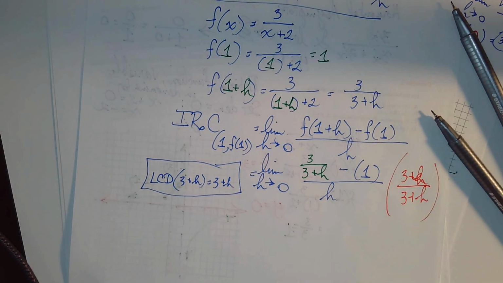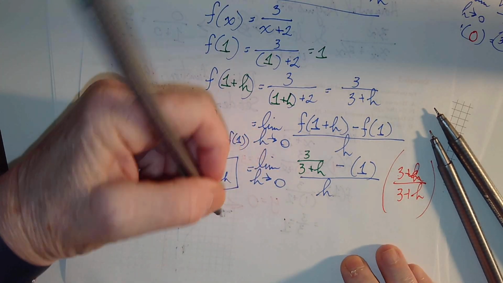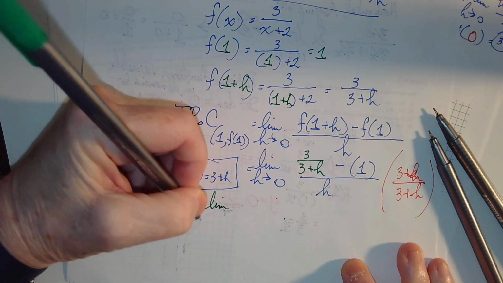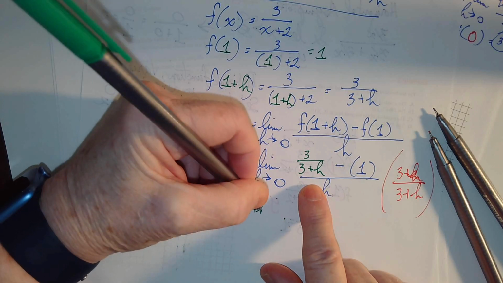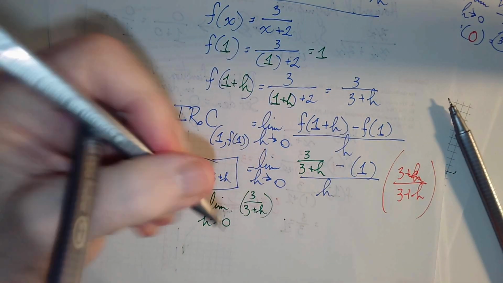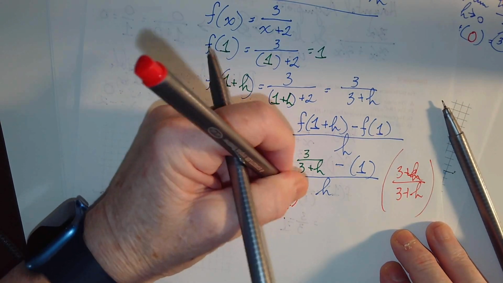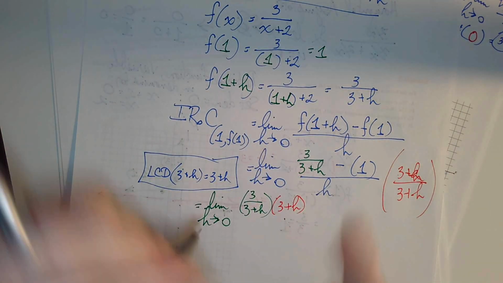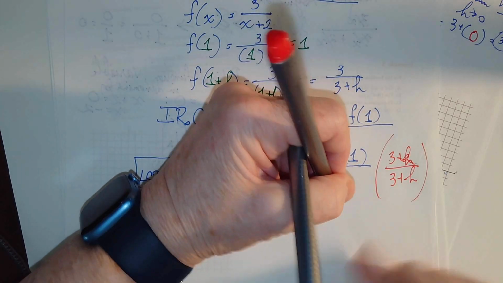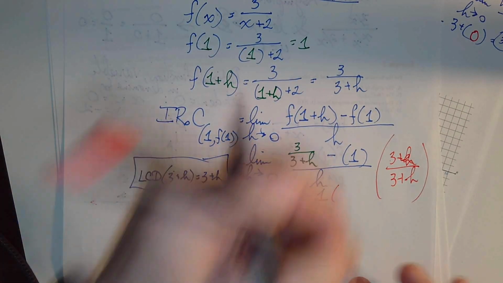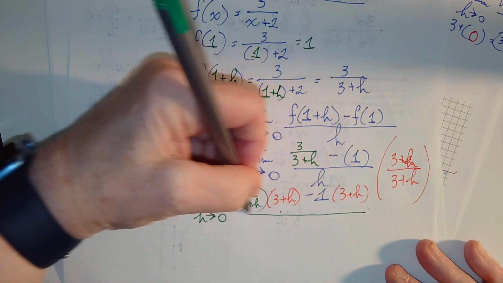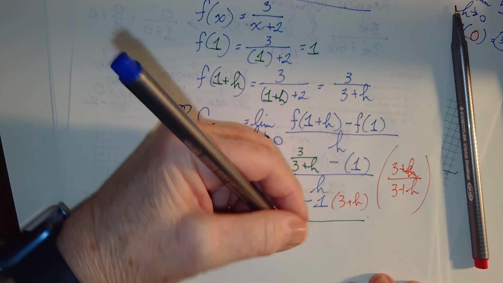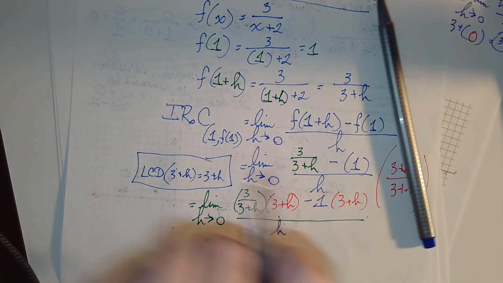And now I want to distribute that, and I would really like to see this in 2 steps in your work. So I have the limit as h goes to 0. We have 3 over 3 plus h times 3 plus h. And then here's minus 1 times 3 plus h. I'm just multiplying 3 plus h by both terms in the numerator, and then also the only term in the denominator. So we have h times 3 plus h.